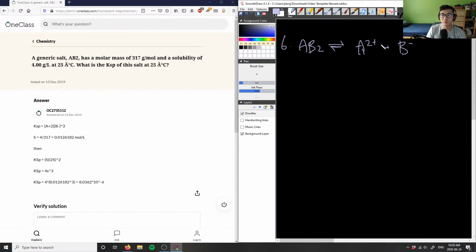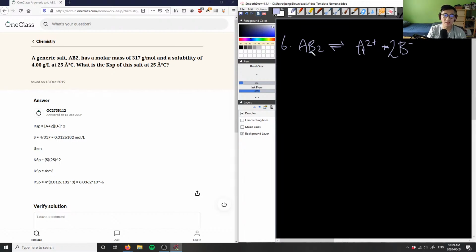And the reason we know this is because of this coefficient of 2, right? You can think of the reverse crisscross, and the 2 here used to be the charge of A, and the 1 here used to be the charge of B. So A would have to be a 2 plus charge, and B would have to be a minus charge here. And in order to balance this equation, I would have to put a 2 here for B to balance out the B's.